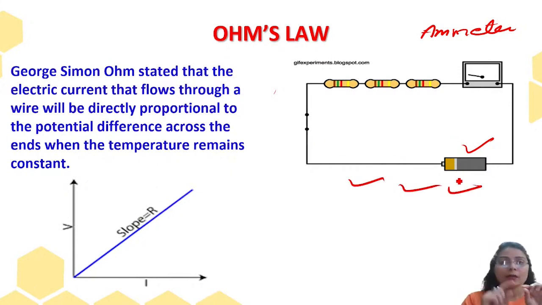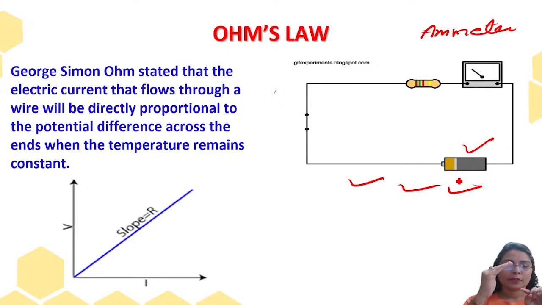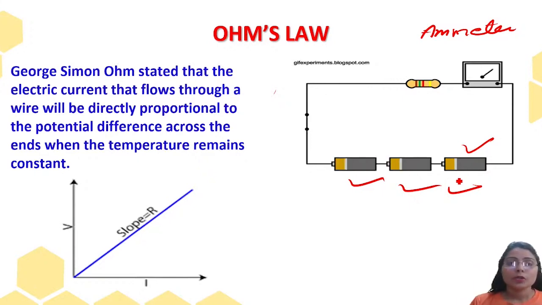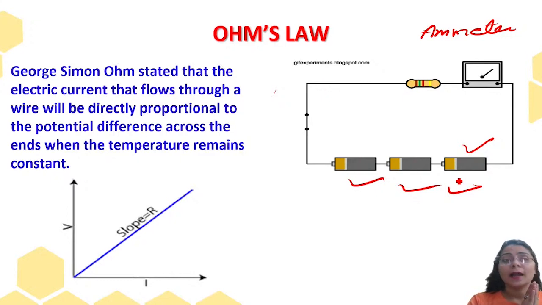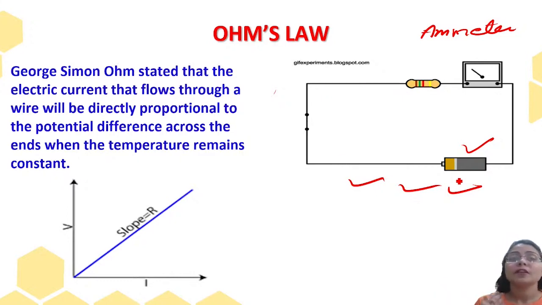Initially, with one cell, the current showed a small increase. After that, he added one more cell, so there were two cells, and the current increased a lot. Then with the third cell, the current increased by an even larger amount. So he did this experiment many times. He noticed that the electric current flowing through a wire is directly proportional to the potential difference across its ends when temperature remains constant.